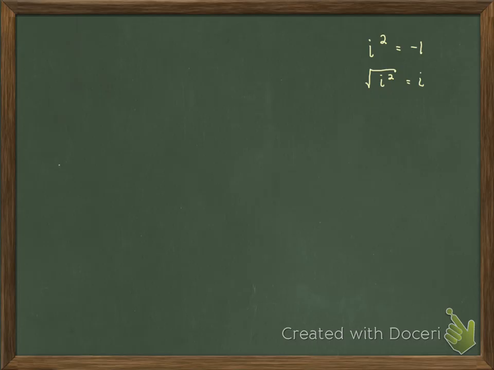Okay, so let's say we are multiplying 3 plus 2i by negative 2 minus 4i. We're going to FOIL this just like we would if these were regular, say, x plus 5 times 2x minus 1. We're going to FOIL that out.